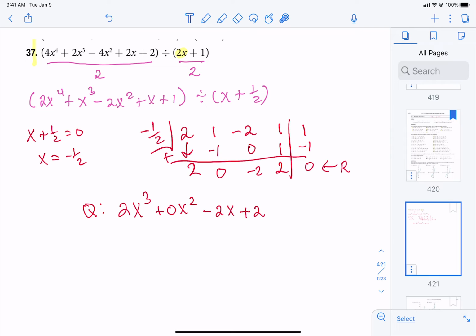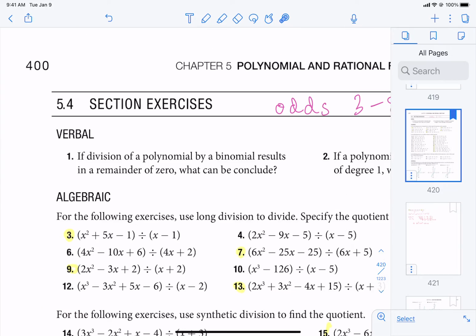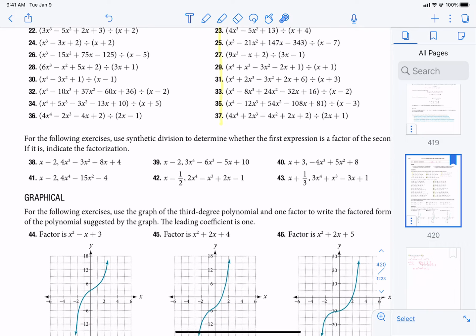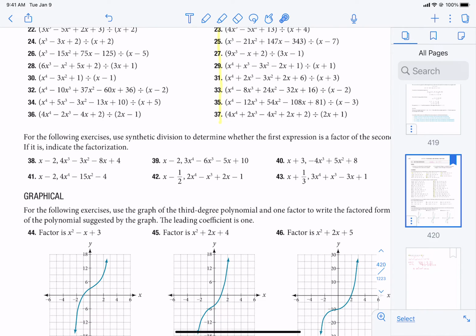Now, going back to the assignment, I want to look at the instructions for the next section. So if you go back to the next section, it says for exercises 39, 41, and 43.